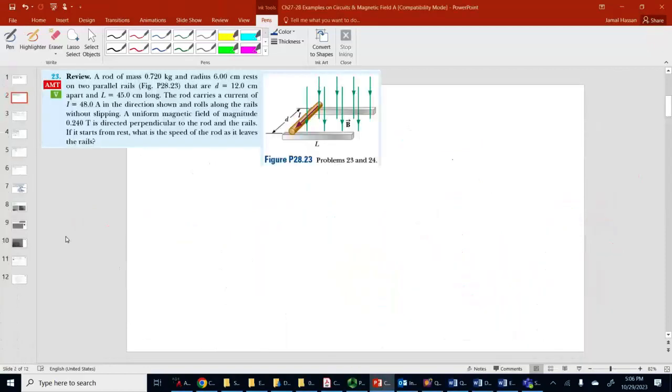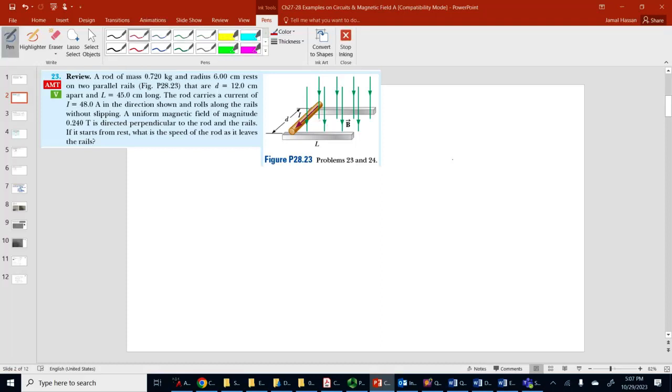Okay, this is another question. We have a rod of mass 0.72 kilogram and radius r 6 centimeter rests on two parallel rails that are d equal to 12 centimeter apart and l is equal to 45 centimeter long. The rod carries a current of I is equal to 48 ampere in the direction shown and rolls along the rails without slipping. So the cylinder or the rod is actually moving forward, right? A uniform magnetic field of magnitude 0.2 Tesla is directed perpendicular to the rod and the rails. If it starts from rest, what is the speed of the rod as it leaves the rails?